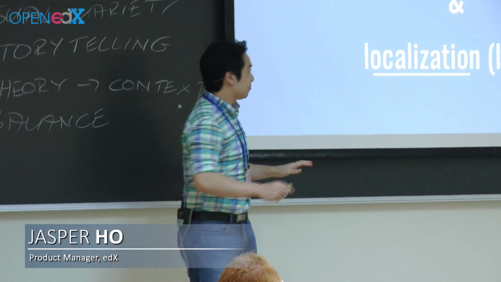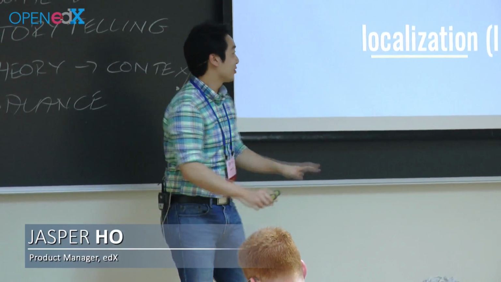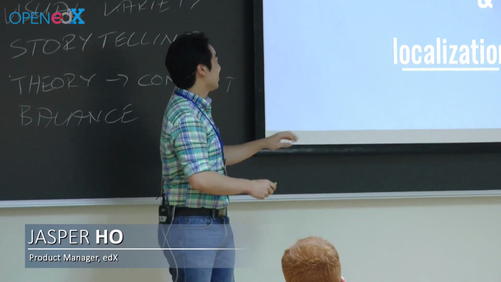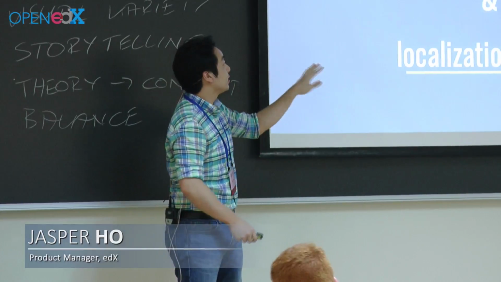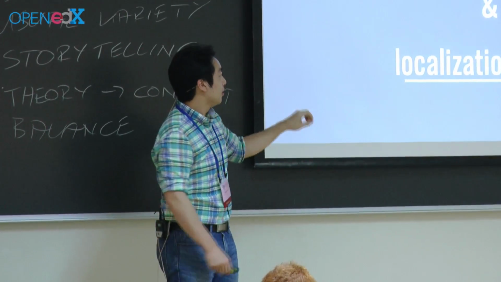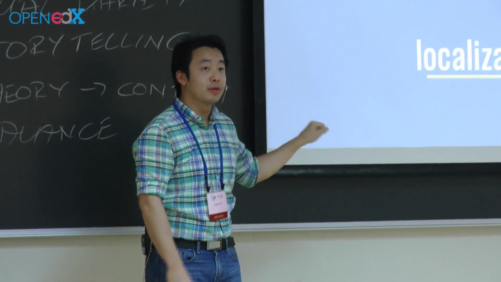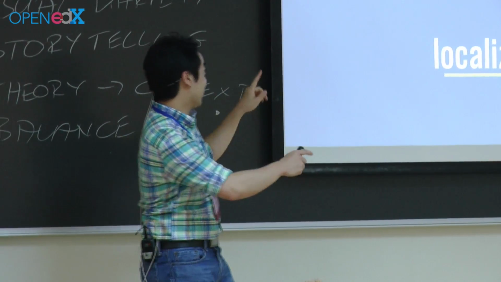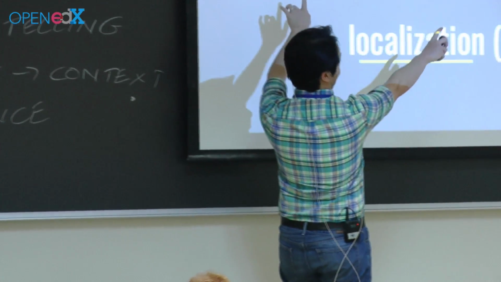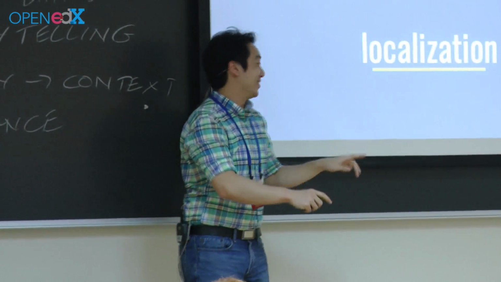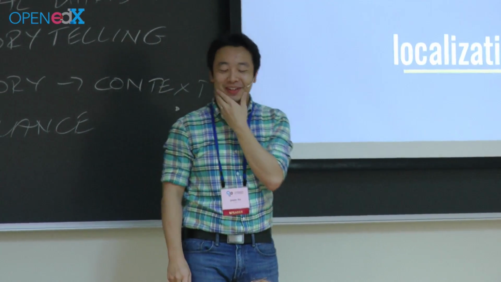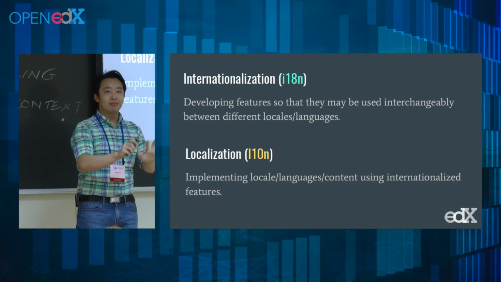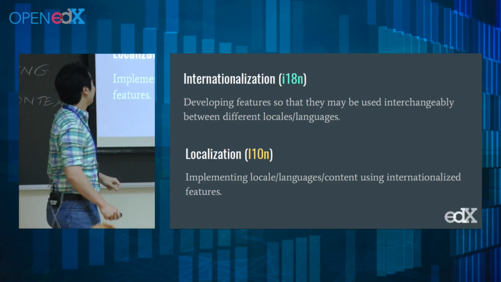So let's go over a little bit of abbreviations. Internationalization is kind of hard to write out every single time, so you'll see us use the abbreviation I18N for internationalization. You'll also see us use an abbreviation for localization, L10N. The 18 is the 18 characters in between in the very long word, and the 10 is the 10 characters in between.